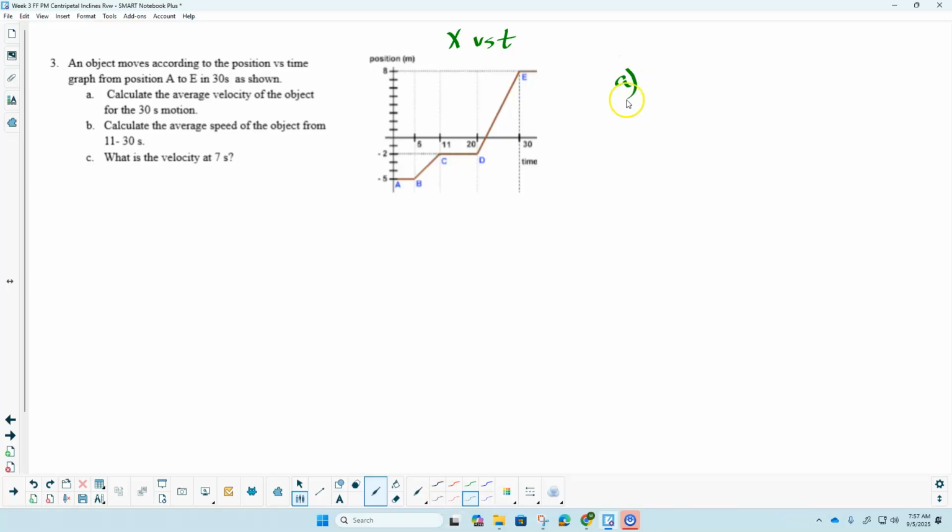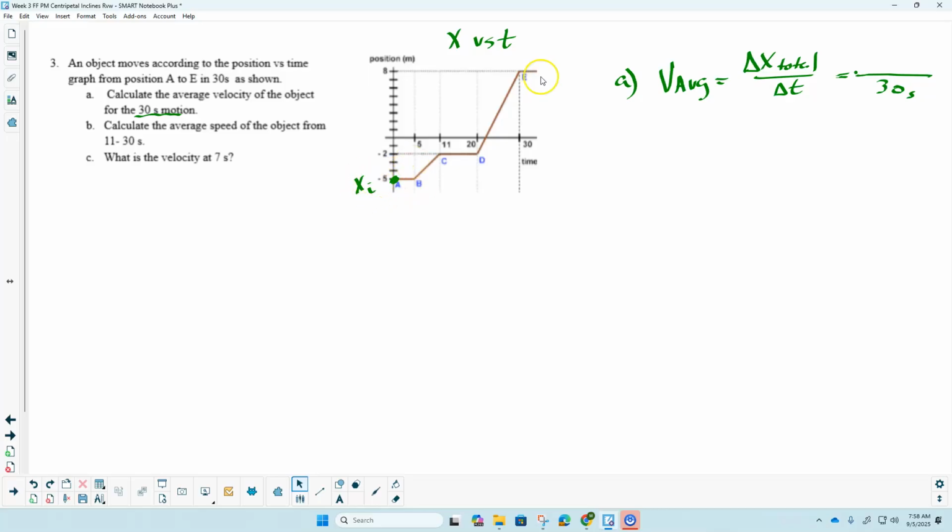So for part A, the average velocity idea. The average velocity idea says that average velocity is equal to the total displacement over the total time. So we are looking for the average velocity for the whole 30 seconds. So our time in the bottom is 30 seconds. And we just need to figure out where we started. So this is our initial position, xi, and xf is at 30 seconds. So this is 30 seconds when we get up to here.